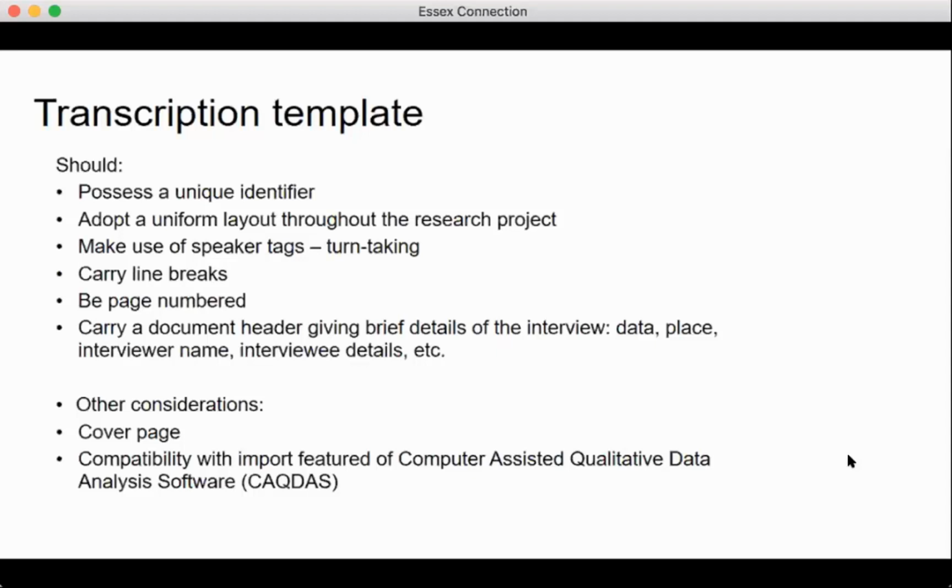Right, so when we think about transcription templates, these should possess a unique identifier and adopt a uniform layout throughout the research project. Speaker tags should be used to identify who is speaking when, include line breaks, and be page numbered. And every file should have a document header giving brief details of the interview and the interviewee or focus group participant, etc.